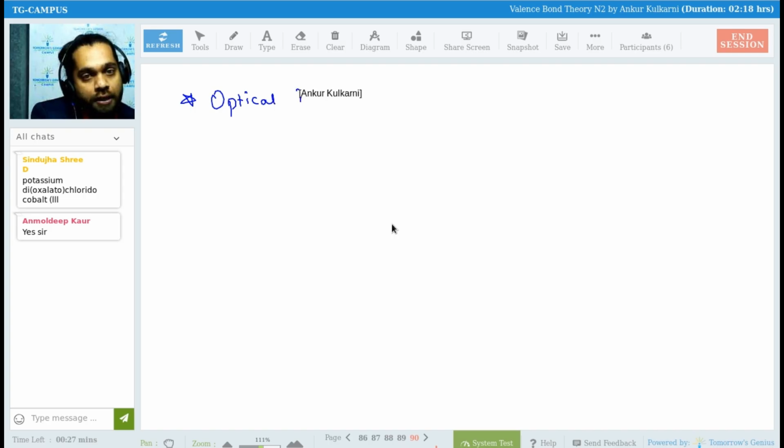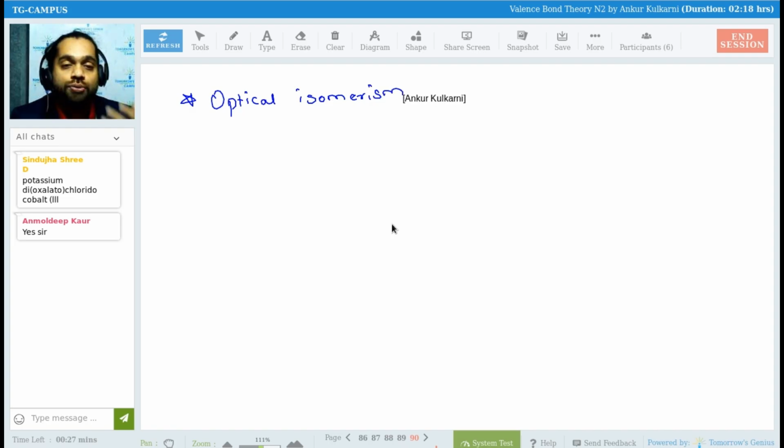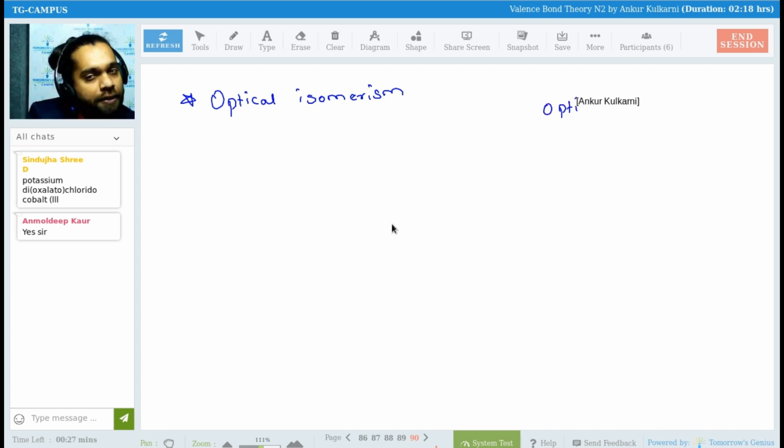Optical isomerism. In organic chemistry, many students do not understand only this. What is optical activity? When do we say a compound is optically active? Anyone, come on, tell me. Jason, surgeon, when do we say a compound is optically active? Prashanti, are you fine?